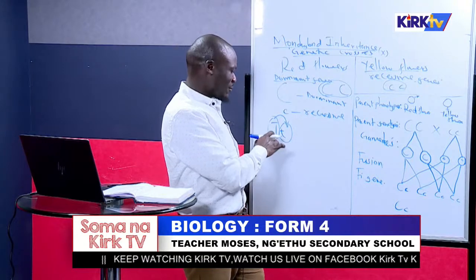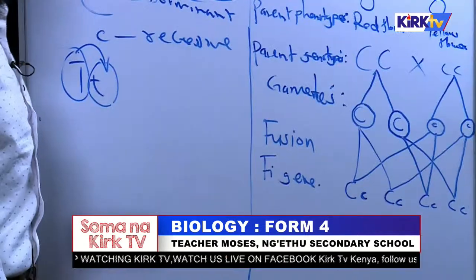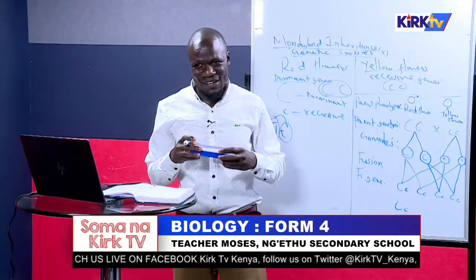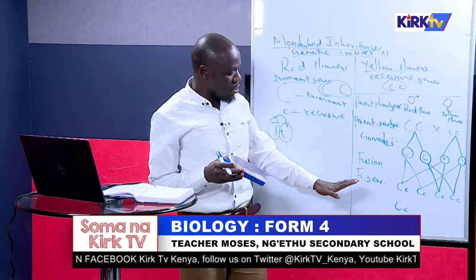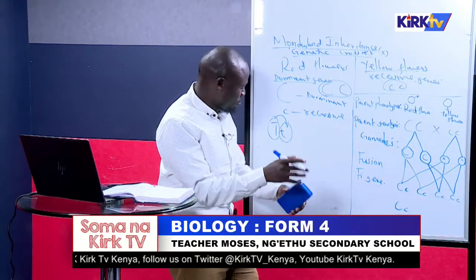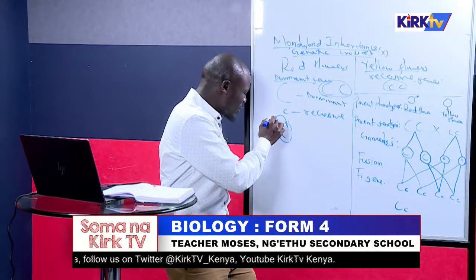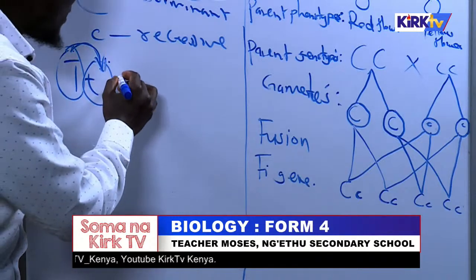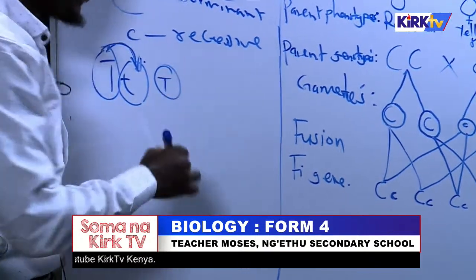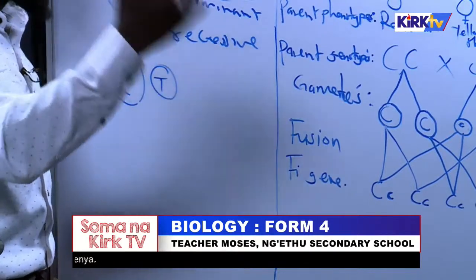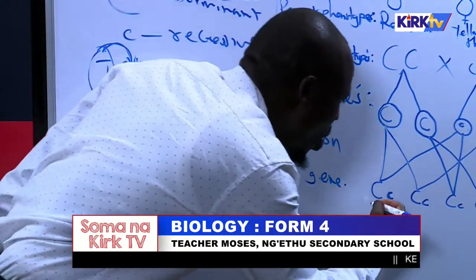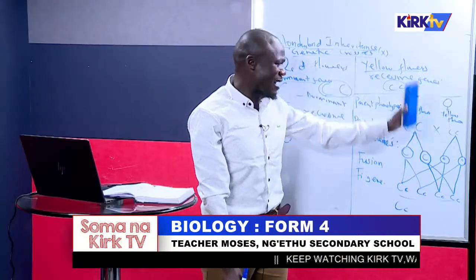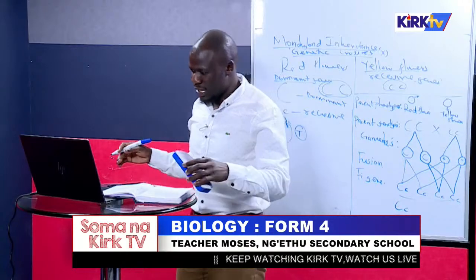And therefore we are going to conclude that this will suppress the other. Phenotypically, the capital T will take the day. The capital T will take the day, what the capital T was controlling. So from here, all the F1 generation will be red in color. And that is the case.